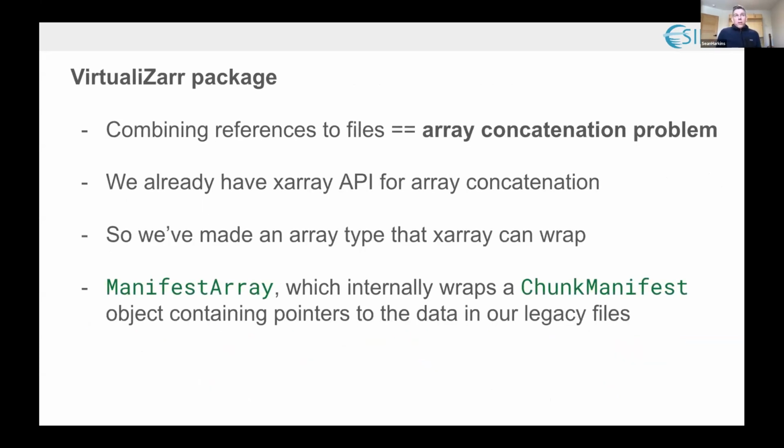So what was virtual ZAR intended to do? We really wanted to simplify this reference concatenation problem. And we recognized early on that it's just an array concatenation problem. So when we combine references, we really just want to be concatenating arrays using Xarray's logic. Internally, virtual ZAR has an array type that Xarray can wrap, called a manifest array. And that manifest array wraps a chunk manifest, which is really just an object containing pointers to the data in our legacy files, using a really highly efficient internal memory representation.